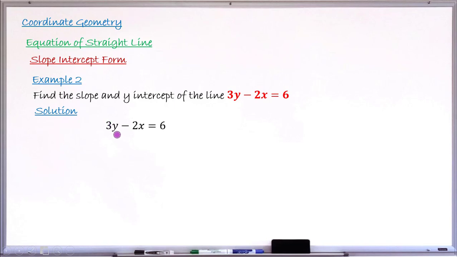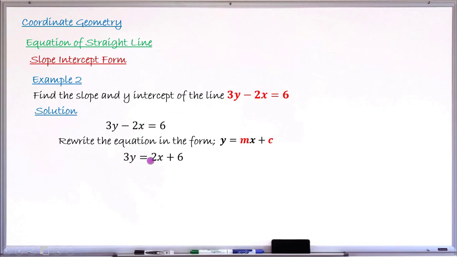What we need to do is rewrite this equation in the form y equals mx plus c, so we make y the subject. To do that, I'll first take the minus 2x to the right-hand side. There you now have 3y equals 2x plus 6. Next is to divide both sides by the coefficient of y to get y alone.